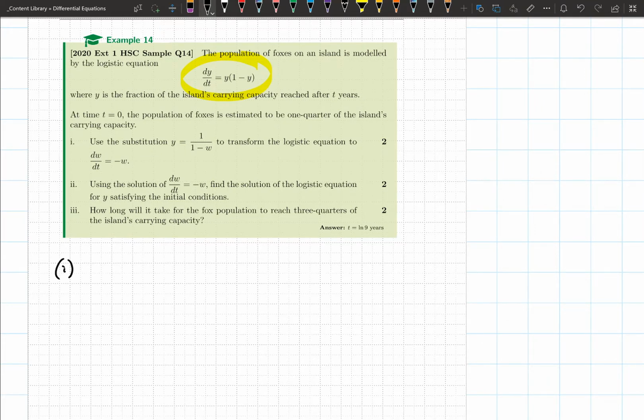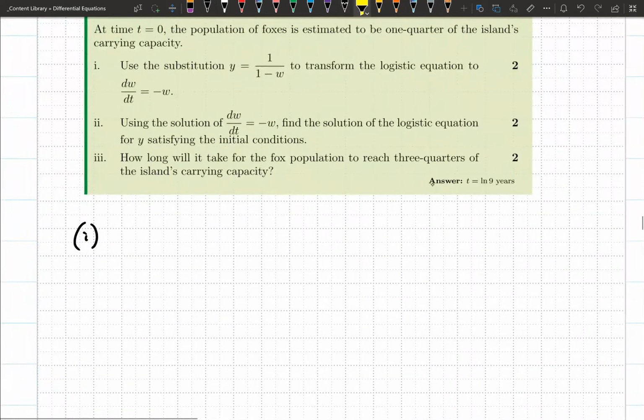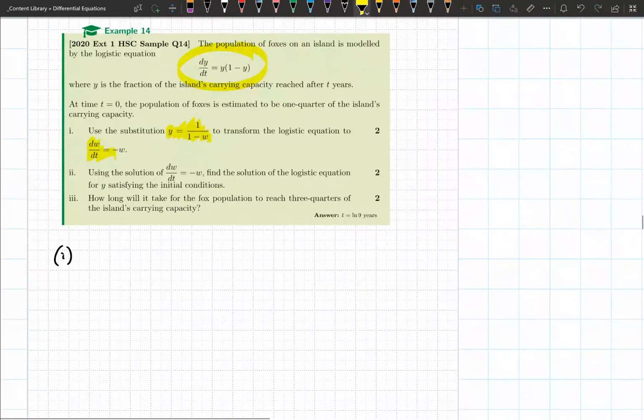Now, we want to show this guy here. And what we want to do is use the substitution y is equal to 1 over 1 minus w. So we want to replace y with 1 over 1 minus w in our differential equation to begin with. Now there's a bit of a problem because this equation is dy on dt. We want to get dw on dt. How might we actually get from dy on dt to dw on dt?